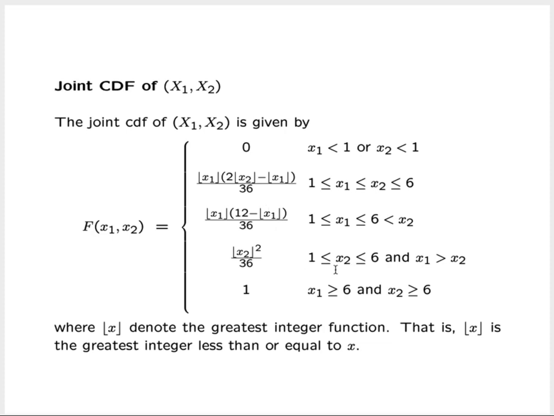If x2 is greater than or equal to 1 and less than or equal to 6, and x1 is greater than x2, then the expression for the CDF is equal to the square of the greatest integer function evaluated at x2 divided by 36. And then finally, if both x1 and x2 are at least 6, then we have accumulated all the probability there is to accumulate, and so the CDF evaluates to 1.